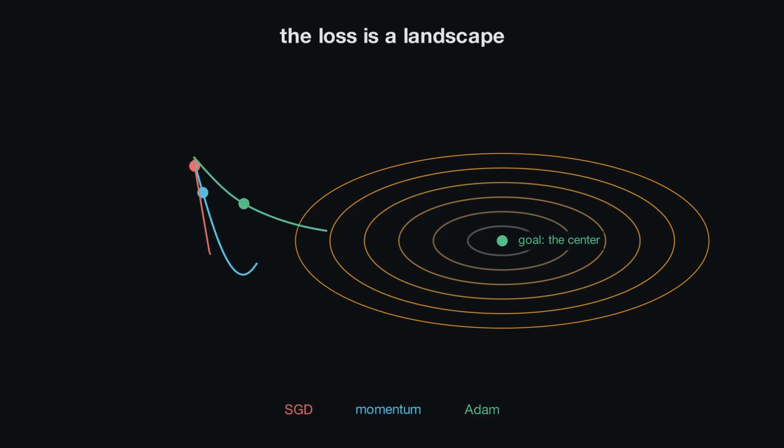Let's race all three at once, from the same start. Watch ADAM in green and momentum in blue glide straight to the center, while plain SGD in red is still bouncing off the walls far behind. Same gradients, same landscape. The only difference is the optimizer, and it decides whether you arrive in seconds or crawl for ages.